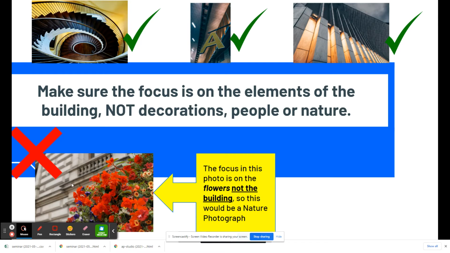Now let's look, because if it was just the building in the front and it was in high focus, really sharp and defined, this one may work, but it's not. The flowers are the focus because the flowers are in focus. They're very clearly defined, and the building is blurry, so the building is secondary. So this would be an example of a nature photograph because about 50% or more of this is the flowers. Okay, so I want you to see the difference. You've got to make sure the focus is on your building.